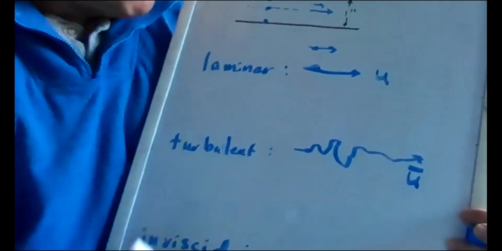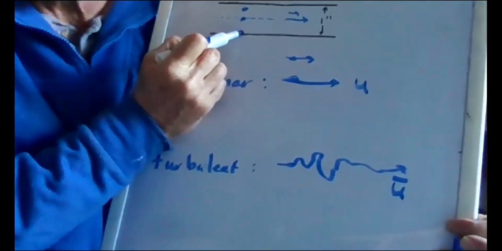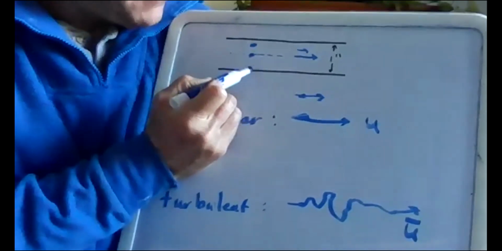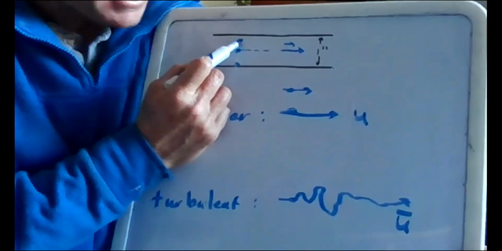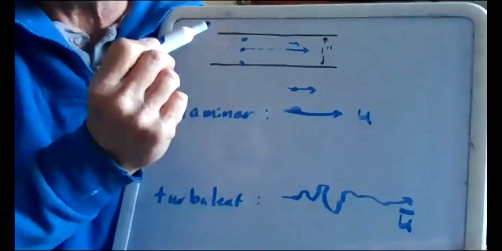Okay, by the way, this one's average u is going to be 0 for turbulent flow, and then it's the actual relationship of this one's path to this one's path. We'll get into that in a minute.